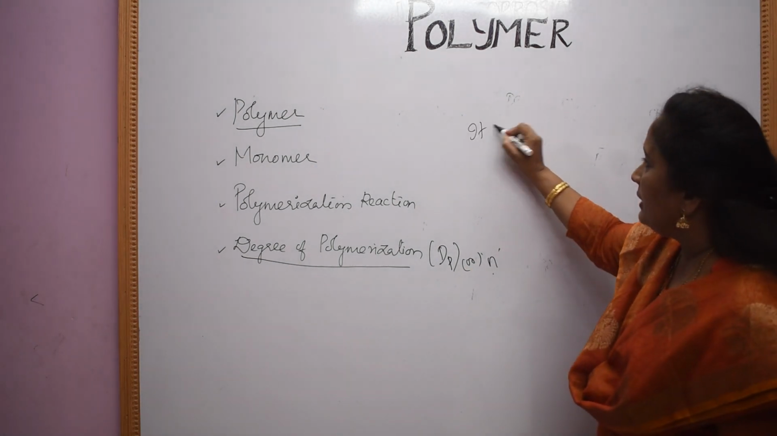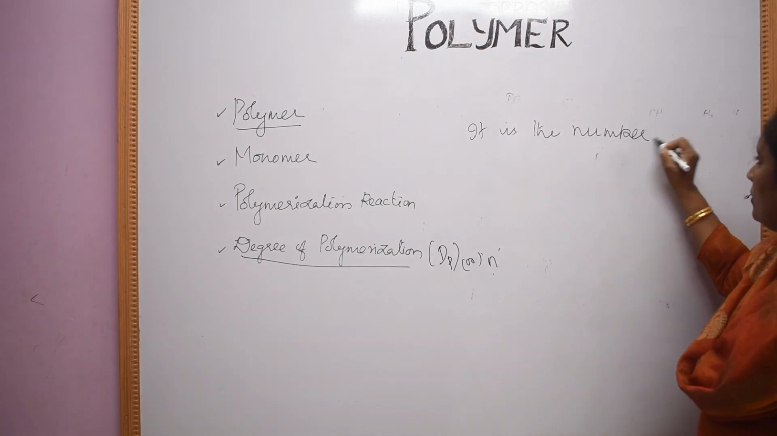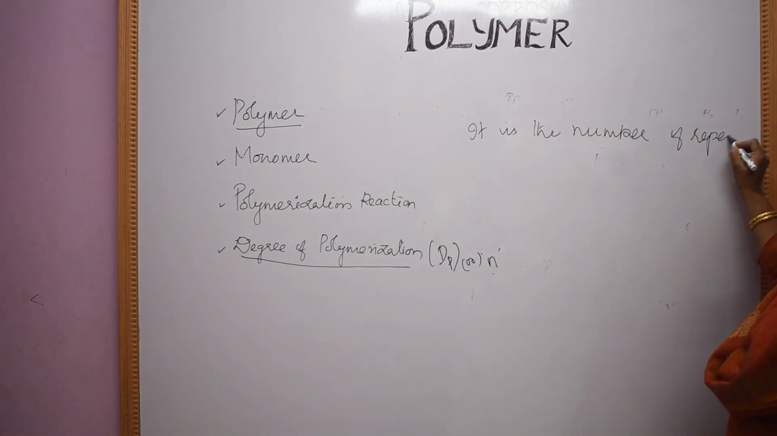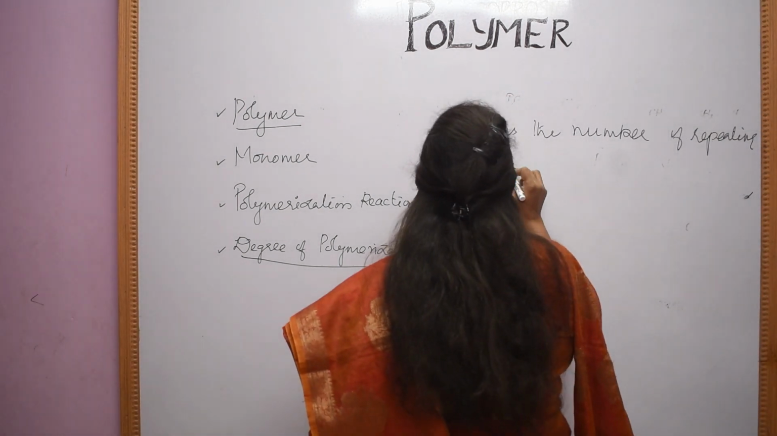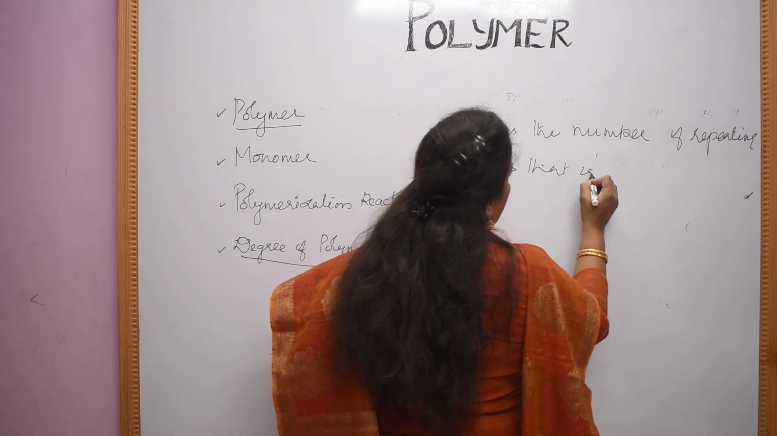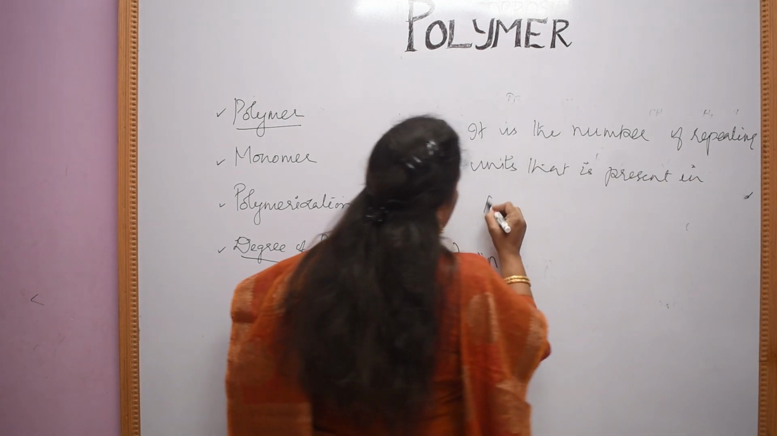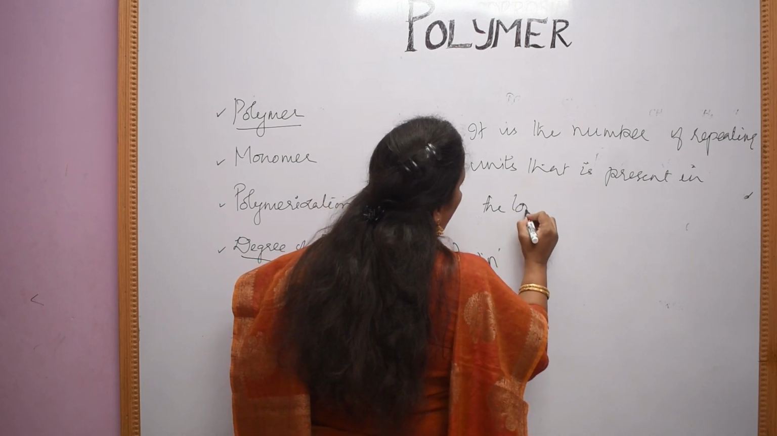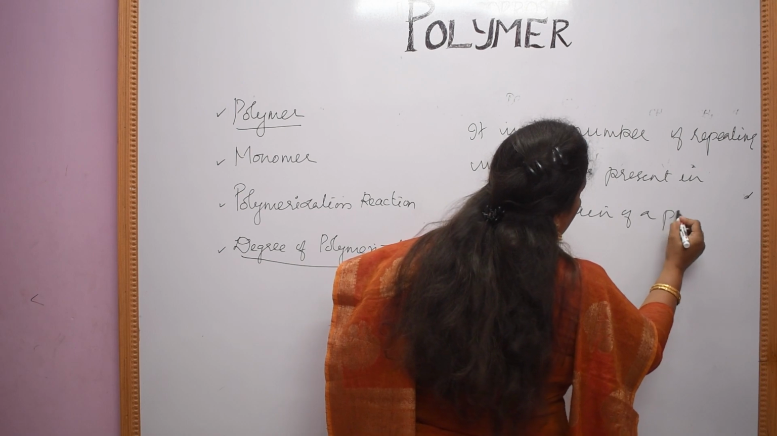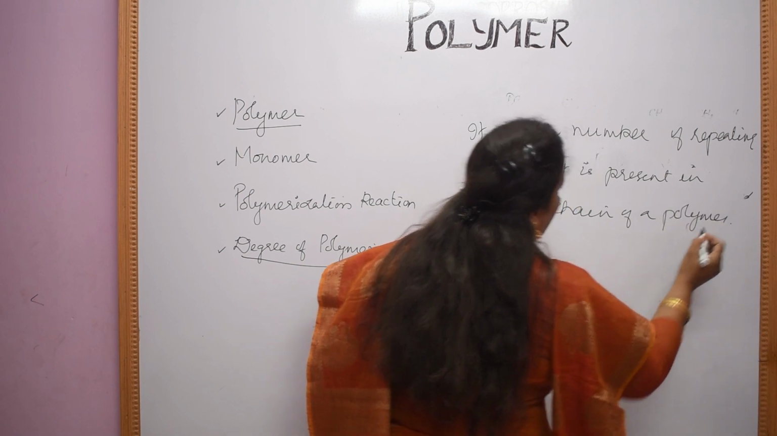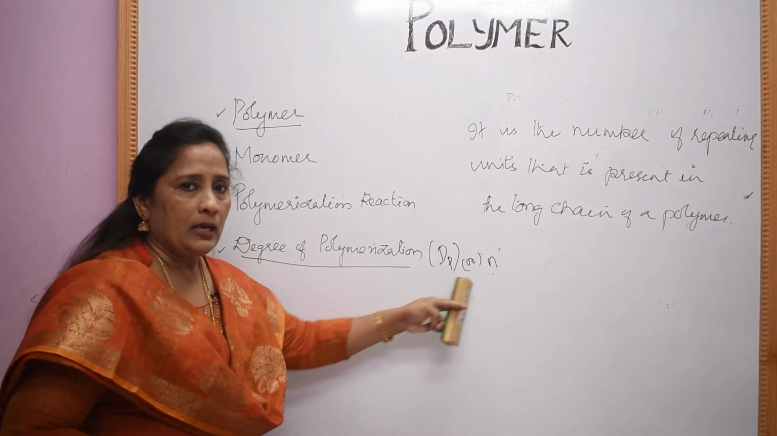It is the number of repeating units that is present in the long chain of a polymer. So the number of repeating units is represented as dP or N.